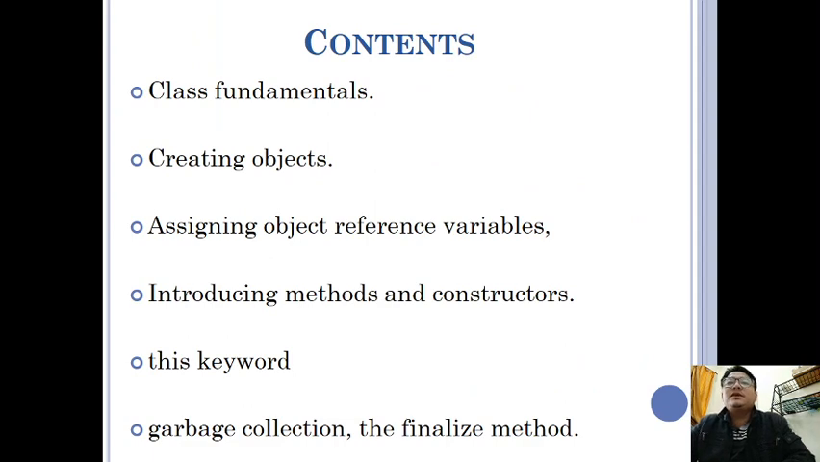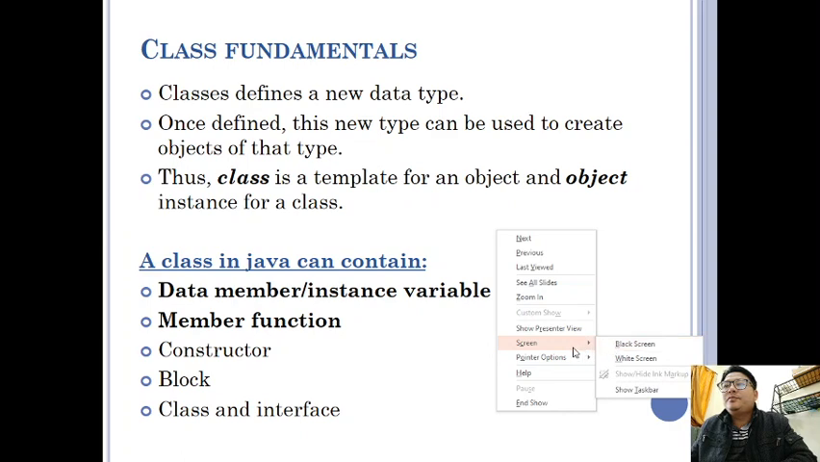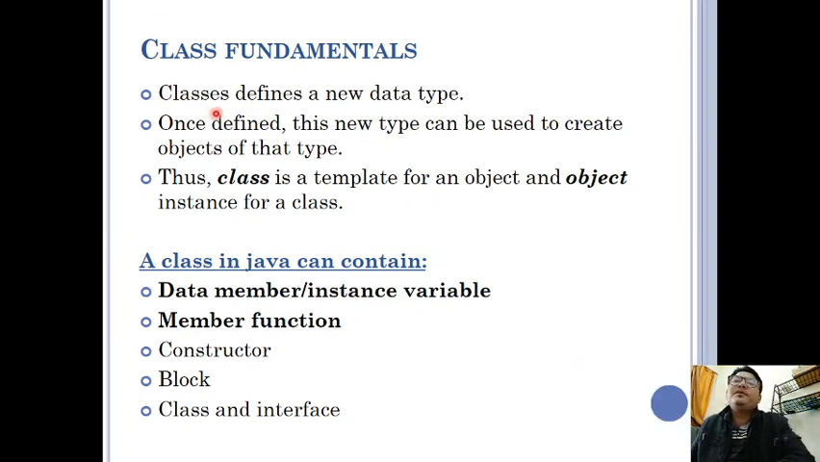So first of all, we need to know what a class is. Why do we use a class? A class is basically a prototype. So why do we use such a prototype? To define a new data type so that we can use it for storing or manipulating the data. Just like a structure, but there is a difference between a structure and a class.